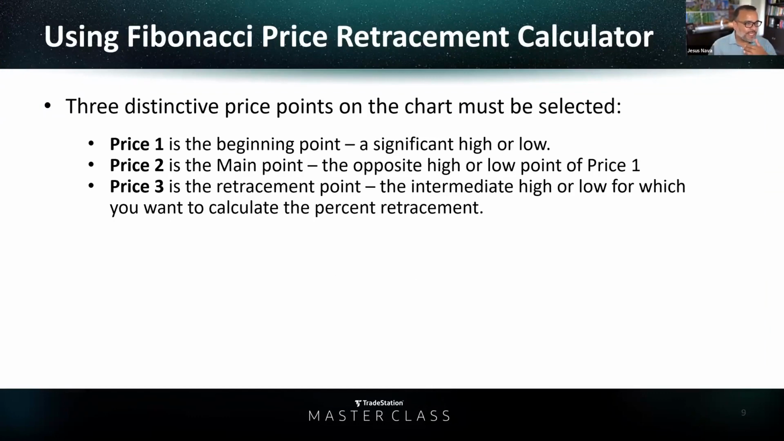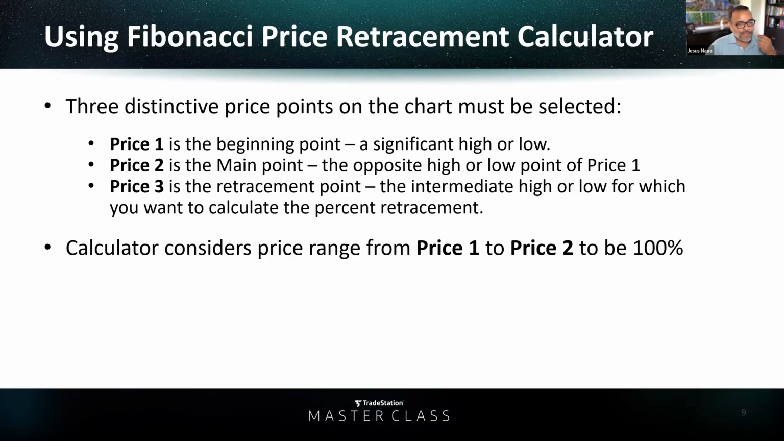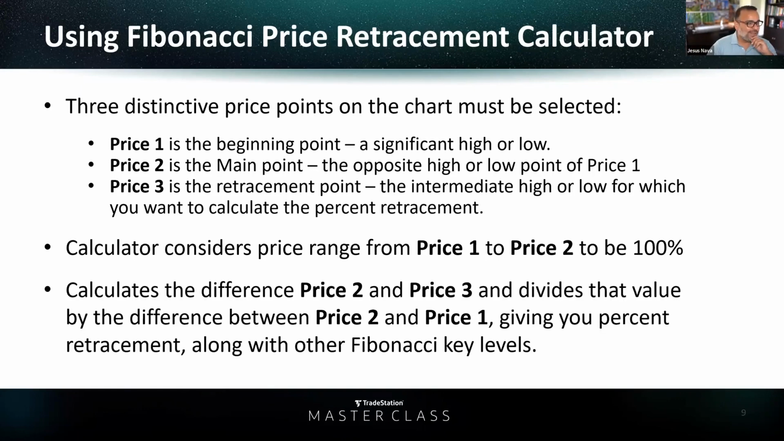It has three distinctive price points. Price 1 is the beginning point, so sometimes a significant high or low. Price 2 is the main point, the opposite high or low point of price 1. And price 3 is the retracement point, the intermediate high or low for which you want to calculate the percentage retracement. So it considers the price 1 to price 2 to be 100%, and then calculates all the different levels based on that. So pretty cool, huh?